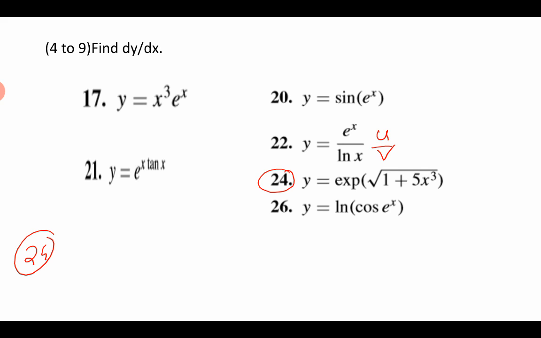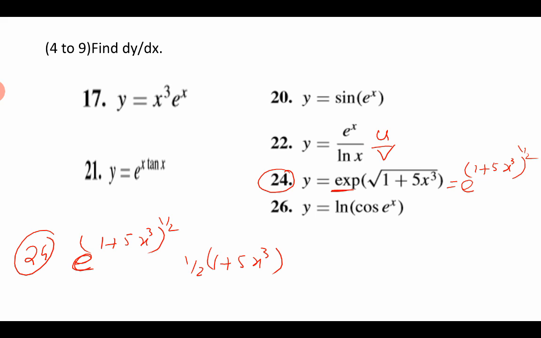24, exp stands for exponential. This is nothing but e power (1 plus 5x cubed) to the power half, because it is under a square root. When you differentiate this, e power (1 plus 5x cubed) to the power half will remain as it is, because the derivative of e power u is e power u, and then u should be differentiated. Half (1 plus 5x cubed) to the power minus half, and the inner term, 0 plus 15x squared. That's it.